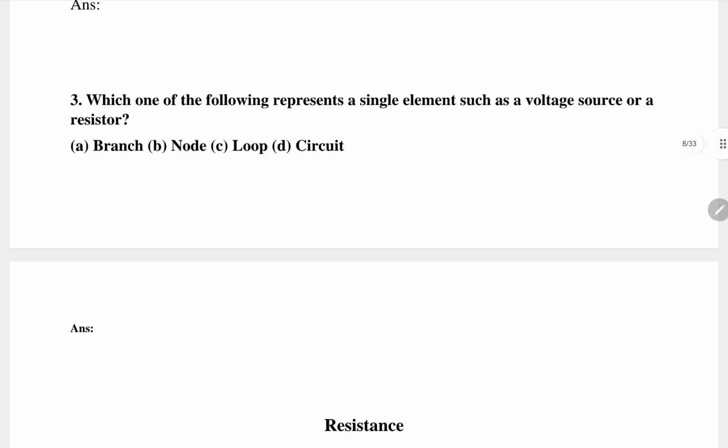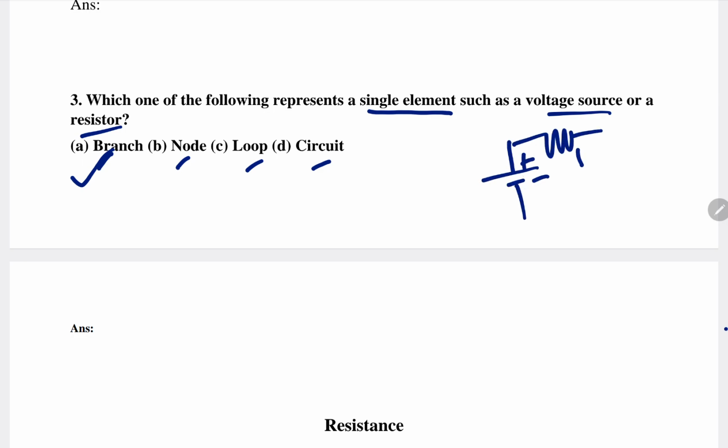And which one of the following represents a single element such as voltage source or resistor? The options are branch, node, loop, circuit. So the correct answer is what? Branch. Let us say this is a voltage source, and here we have connected one resistor, and here one more resistor. So this entire thing is called one branch, and this is also called one branch. So a branch may contain a single element or more than one element.